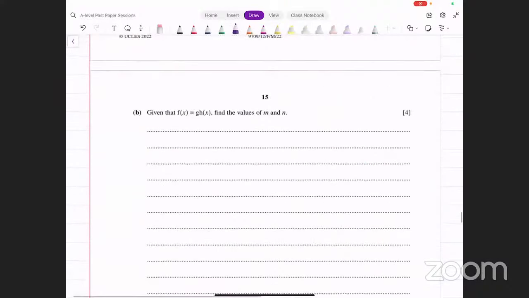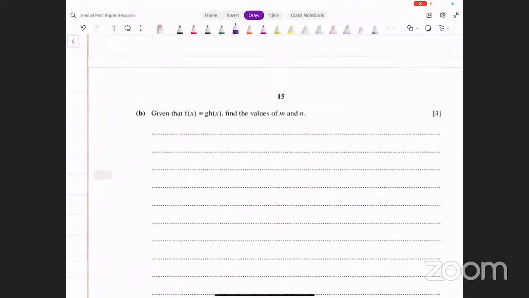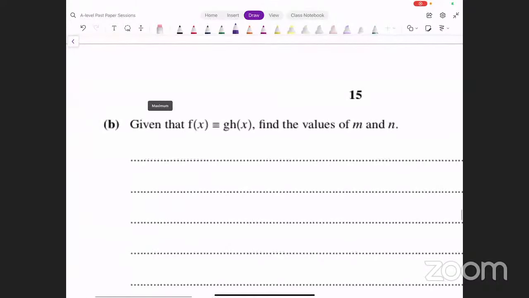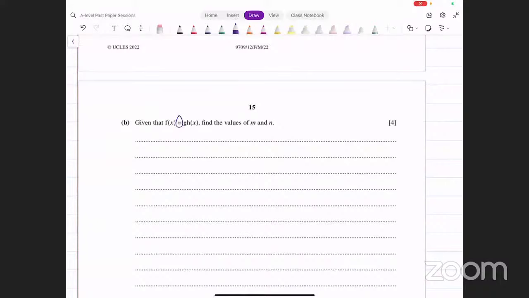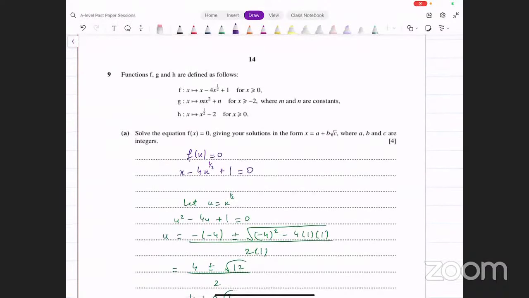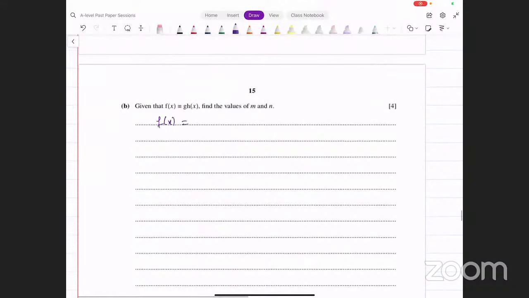Okay. Given that f of x is identical to gh of x. Now that's interesting. You see, it's not an equation, or at least that's what I see here. It's not looking like an equation to me. I hope it's not a misprint on my paper. Yeah. So from what I see here, it's an identity. That means both sides are identical. Both sides are identical. Okay. Acha. F of x, or it's identical to gh of x.